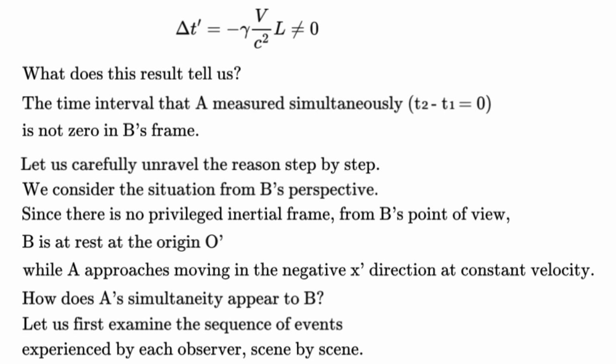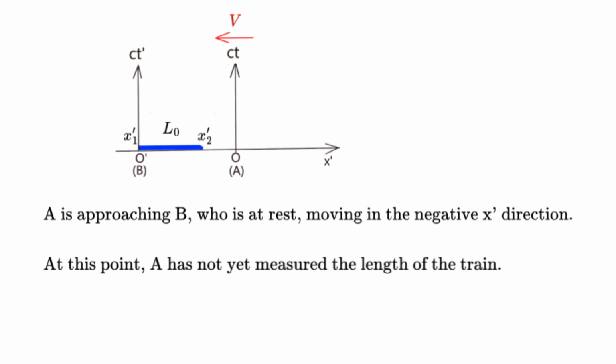Since there is no privileged inertial frame, from B's point of view, B is at rest at the origin O prime, while A approaches moving in the negative x prime direction at constant velocity. How does A's simultaneity appear to be? Let us first examine the sequence of events experienced by each observer, scene by scene. A is approaching B, who is at rest, moving in the negative x prime direction. At this point, A has not yet measured the length of the train.